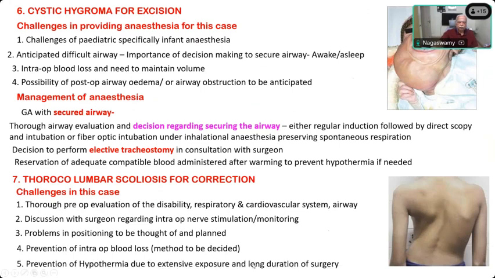And prevention of hypothermia because of the extensive exposure and long duration of surgery. So what are all the things that you have to take care of to prevent hypothermia? Routine questions. By covering the patient adequately. Always start from the ambient temperature. Yes. That is the main culprit.